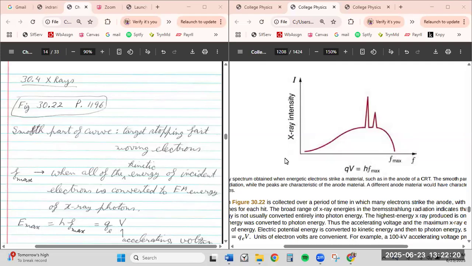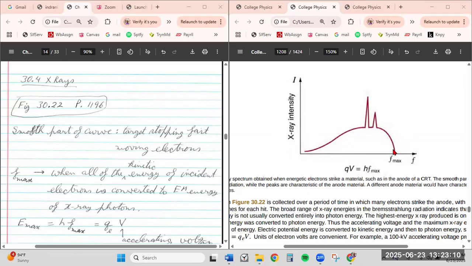And X-rays, just to remind you, are mainly produced when fast-moving electrons are brought to an abrupt rest when they hit a metal target. Because of the large amount of deceleration involved, electromagnetic radiation is emitted, and that electromagnetic radiation is in the X-ray region of the electromagnetic spectrum. In this graph, you see the intensity of X-ray on the y-axis as a function of frequency. So you have this range of frequencies exhibited by the X-rays that are produced.